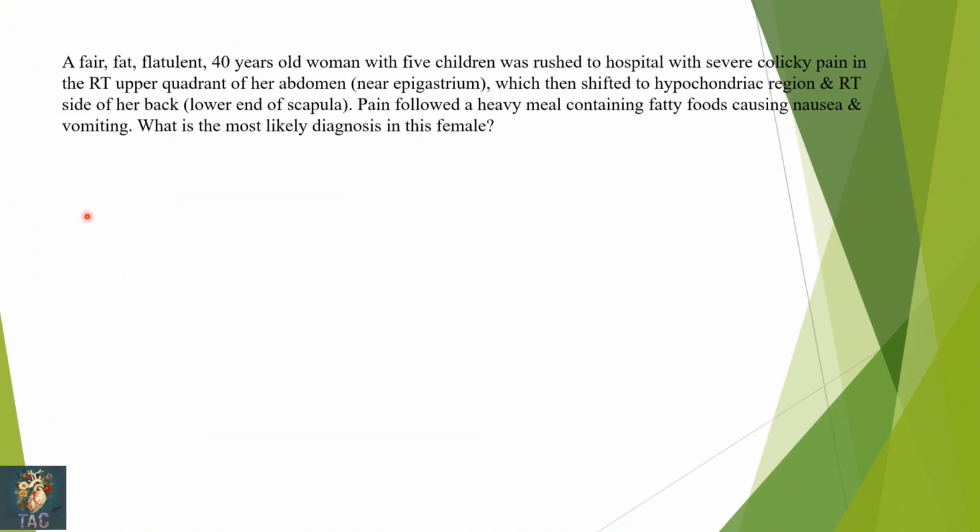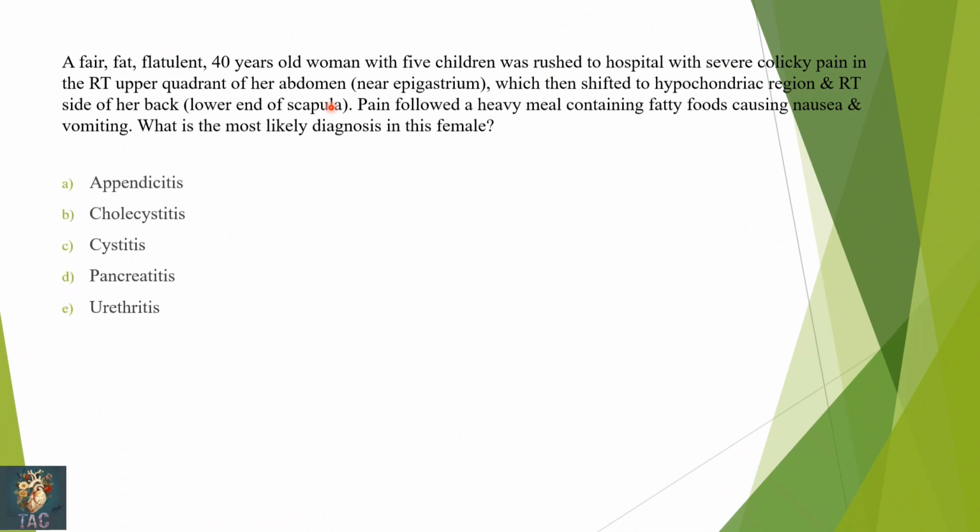Next MCQ is a fair, fat, flatulent 40 years woman with 5 children was rushed to the hospital with severe colicky pain in the right upper quadrant of her abdomen near epigastrium, which then shifted to hypochondric region and right side of her back, that is lower end of the scapula. The pain followed a heavy meal containing fatty food, causing nausea and vomiting. So what is the most likely diagnosis in this female?